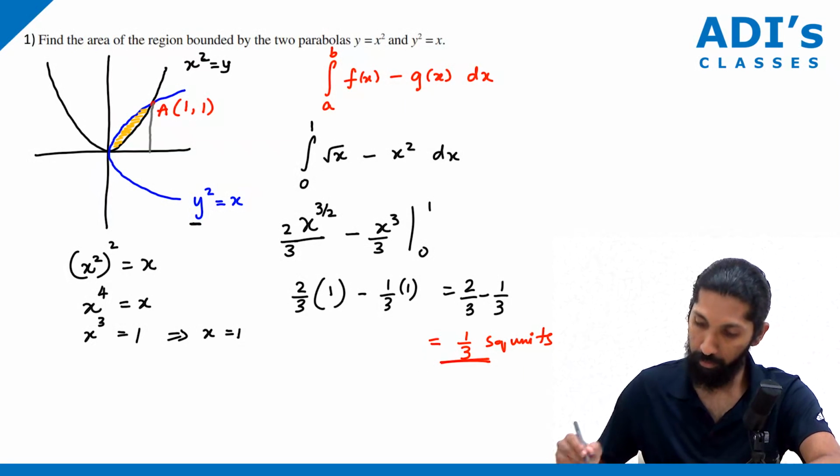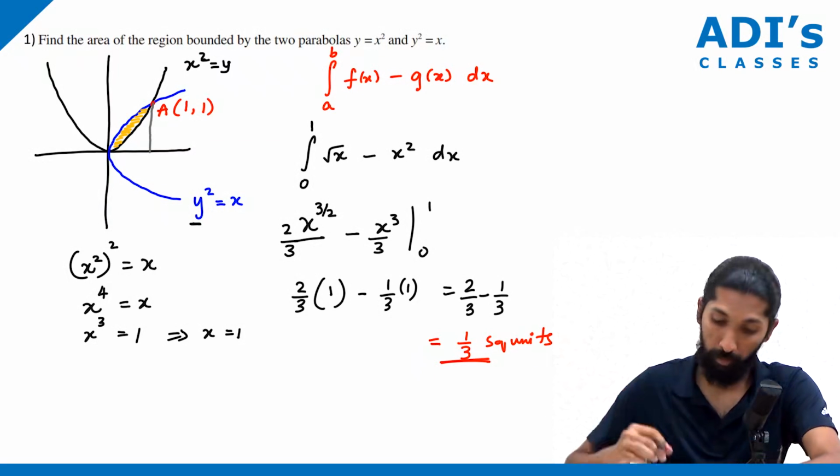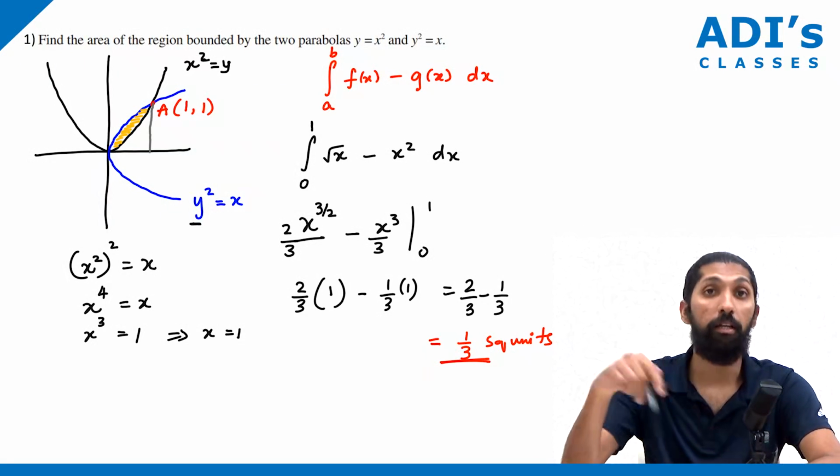This is going to be the final answer. That means the enclosed area is 1 by 3 square units. And this is how you do the first one. Now let's do the next one.